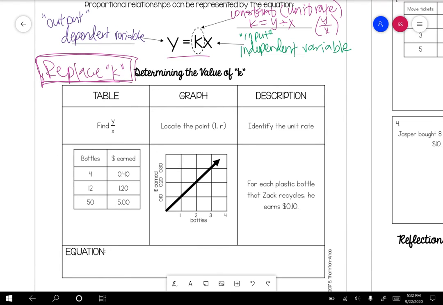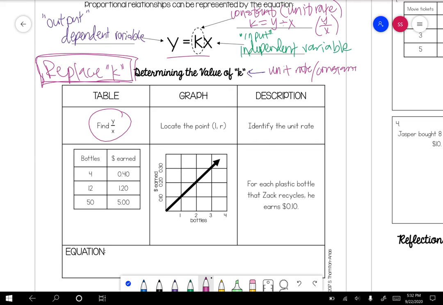Let's talk about determining the value of K. Remember, K is just talking about the unit rate or the constant. We looked at this part already in the last one, but if we're determining the value of K in a table, we're going to find Y divided by X. If there's an X in your table that's 1, then that number will be your constant, so look for that.